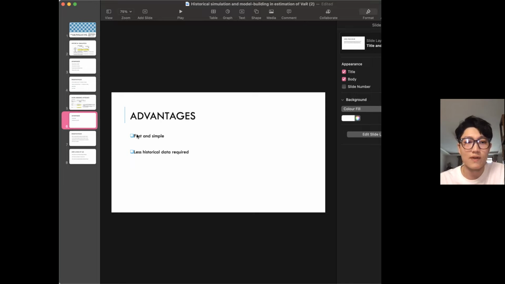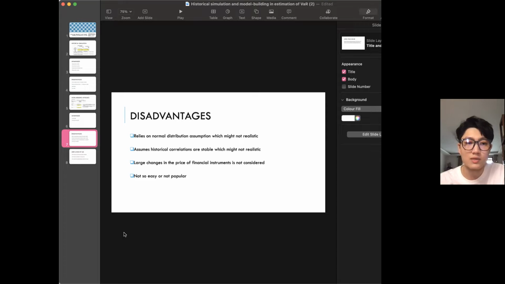The advantage of the variance-covariance method is that it is fast and simple. And second, less historical data is required. The disadvantage is the reliance on the normal distribution assumption, which might not be realistic. Second, it assumes historical correlations are stable, which might not be realistic. Next, large changes in the price of a financial instrument are not considered. The final one is that it is not easy to explain and not popular among investors.